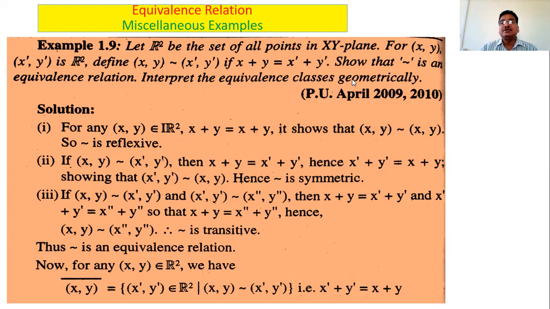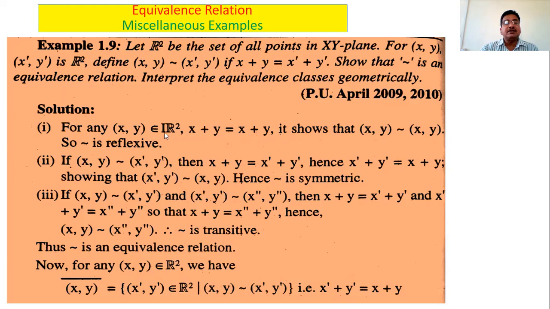We have to show this wiggle is an equivalence relation, meaning the relation is reflexive, symmetric, and transitive, and interpret the equivalence classes geometrically. So first, we have to show this relation is an equivalence relation. We know that if the relation is reflexive, symmetric, and transitive, then the relation is an equivalence relation. The first condition is the reflexive property.